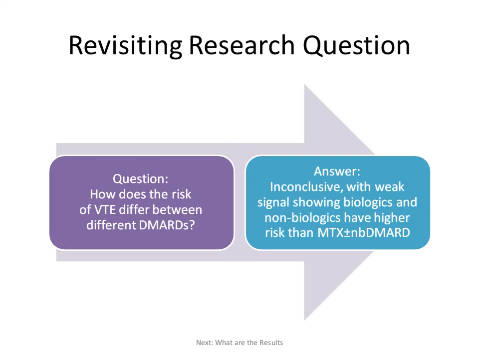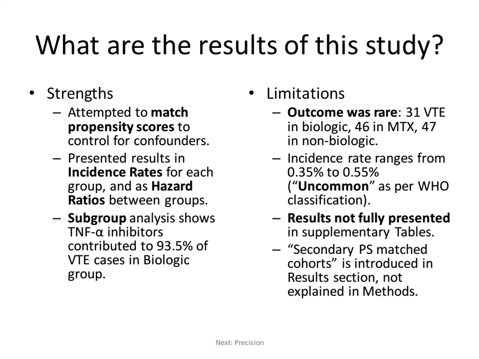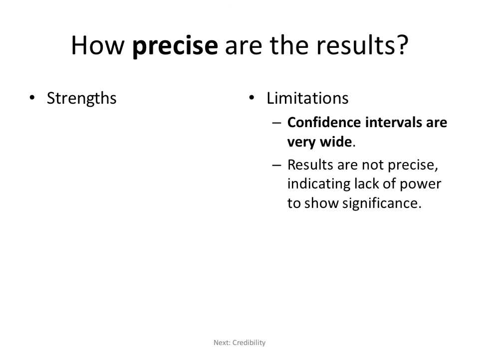Now that we've looked at the biases, let's look at the results. Revisiting the original question, how does the risk of VTE differ between DMARDs? Well, the answer was inconclusive, with just a weak signal showing that biologics and non-biologics might have higher risk than methotrexate. The authors tried their best to minimize confounding factors, to compare propensity score matched hazard ratios and incidence rate, but the endpoints were so uncommon, and the differences did not reach statistical significance for most measures. The results were not that precise.